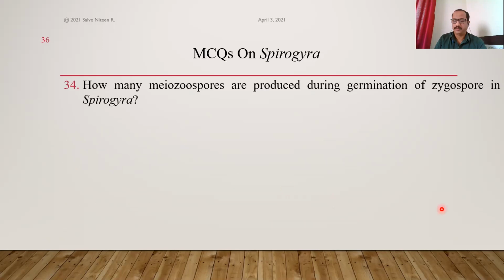How many meiospores are produced during germination of zygospore? Just now I told you the zygospore consists of a diploid nucleus. It undergoes meiosis to form 4 haploid nuclei, but spores are not formed. 3 nuclei degenerate and the haploid functional nucleus germinates to produce the new plant body. So there is a total absence of meiospore formation. You can see the options, none. None is the option. No meiospores are formed in the life cycle.